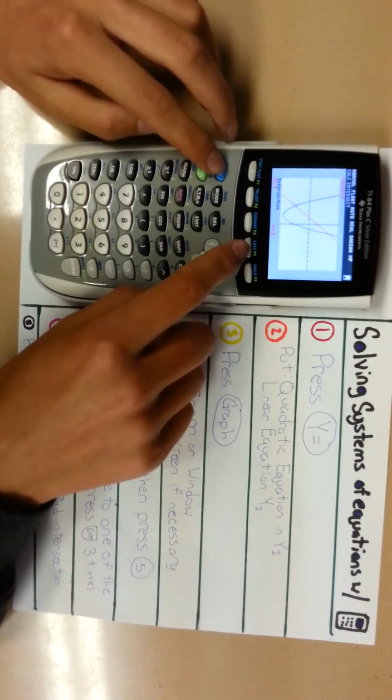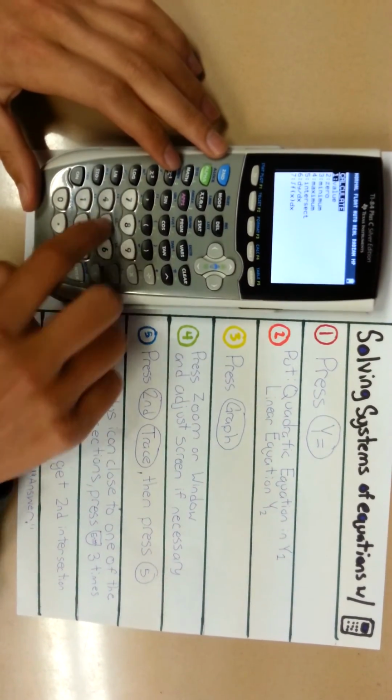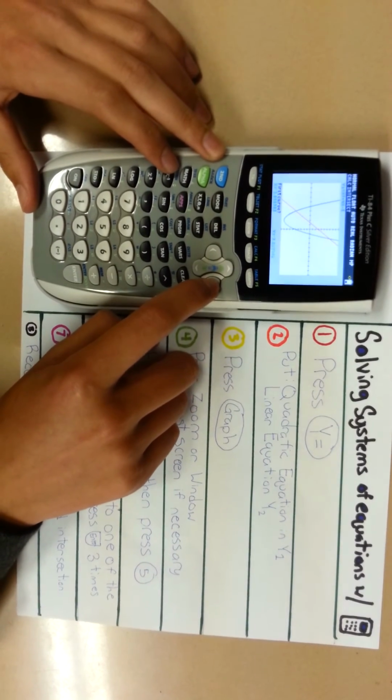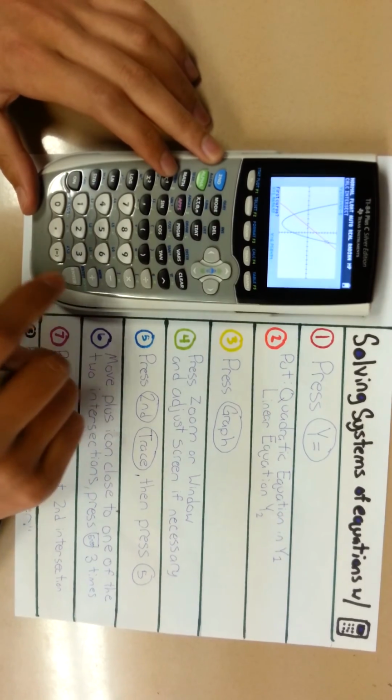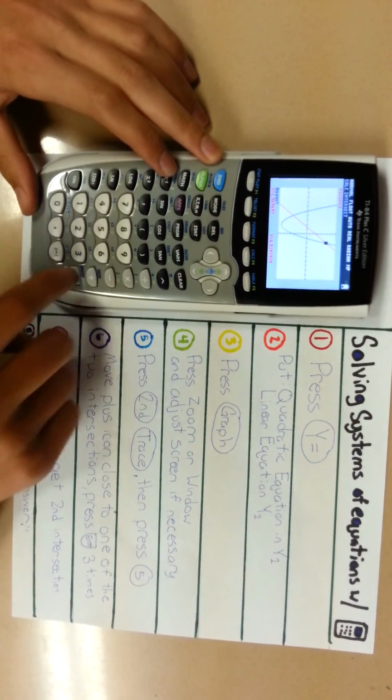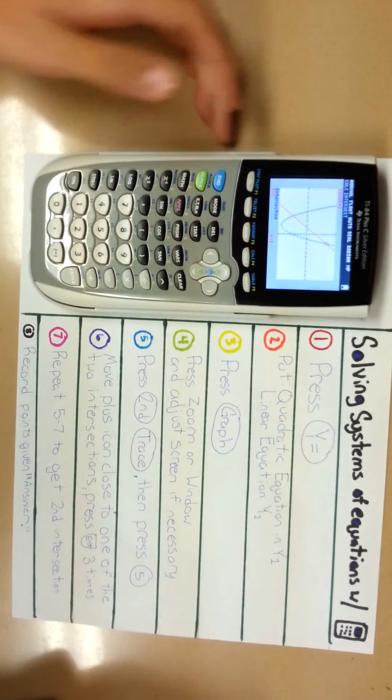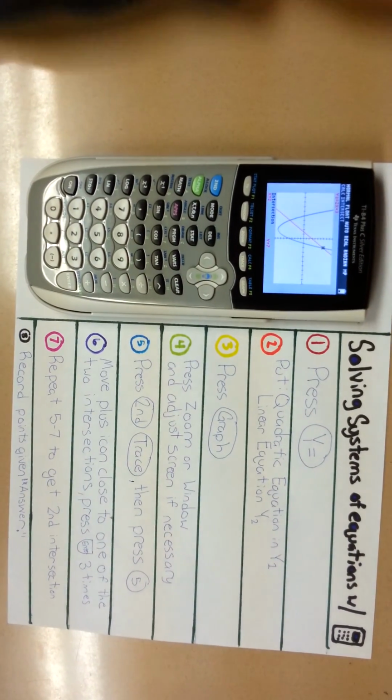So, second trace, press 5, move it to the other intersection over here. Enter 3 times. And then record the points given, and there's your answer.